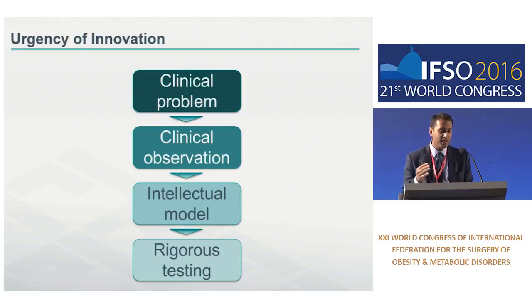And then using experiences from a wide variety of clinical observations to try to hone in on an intellectual model to help us understand that disease state a little bit better. And once you have an intellectual model, then you can apply rigorous testing of that model in order to try to develop, hone your model, and hopefully improve your technology or your approach.